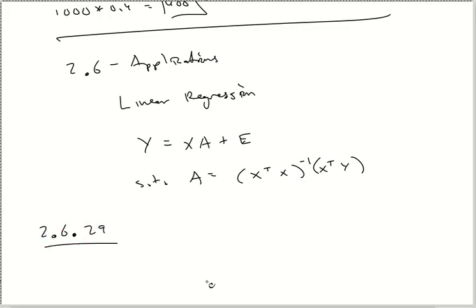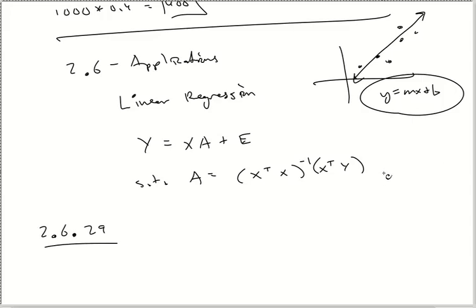2.6.29. Oh, what is linear regression? I'm assuming that you already know it. Maybe you do. Linear regression is basically we have some dots going out here, and we need to make a best fit line. There you go. That best fit line has an equation, y equals mx plus b kind of stuff. And that's what we're looking for. Okay, so given some amount of dots, find the y equals mx plus b for that.